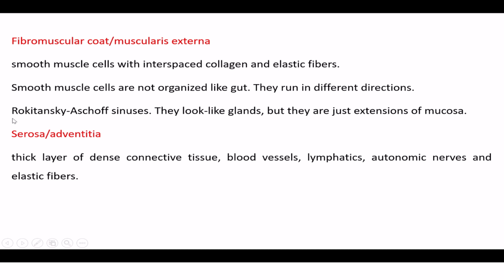And here you can see there will be Rokitansky Ashcroft sinuses. They look like glands, but they are just extensions of the mucosa into the fibromuscular coat. And there will be serosa or adventitia. So if you observe, the inferior surface of the gallbladder will be covered with peritoneum. So we call it as serosa, and the superior surface, which is in relation to the liver, is covered by the adventitia, which has dense connective tissue, blood vessels, lymphatics, and autonomic nerves and elastic fibers.